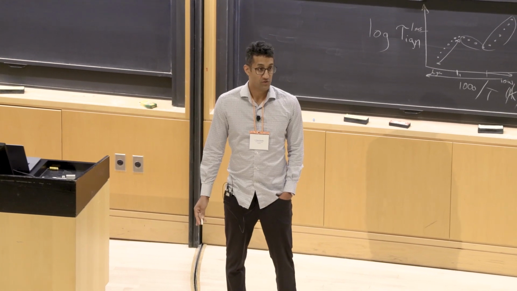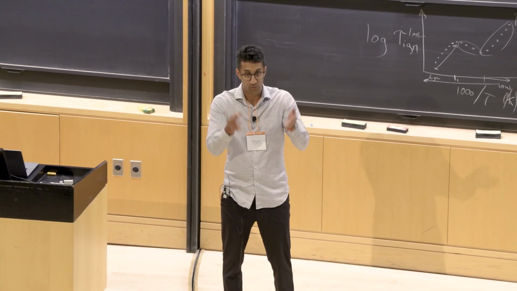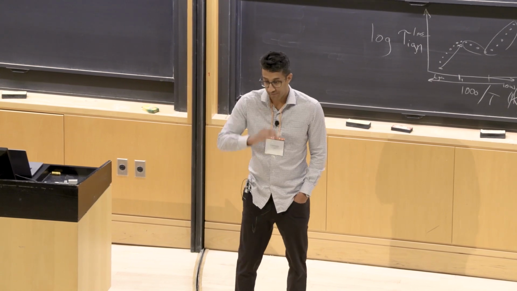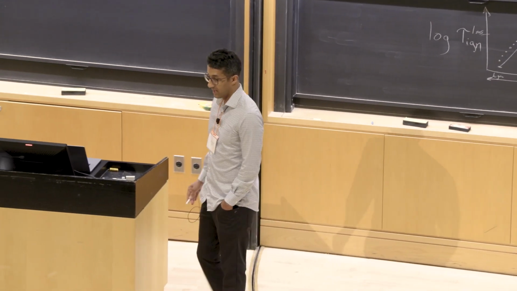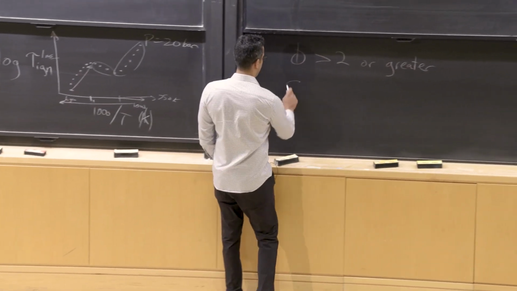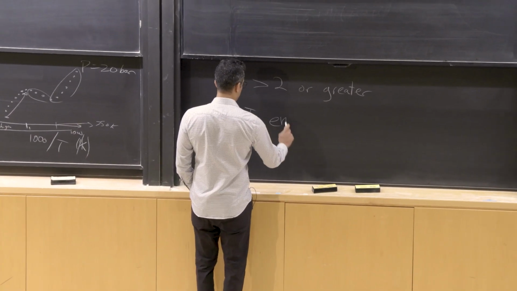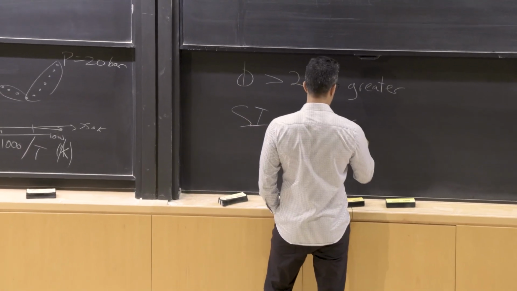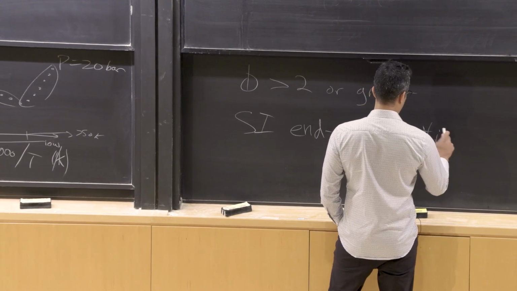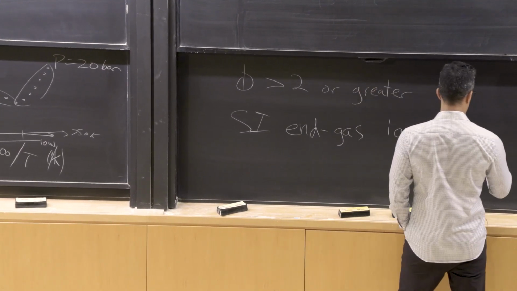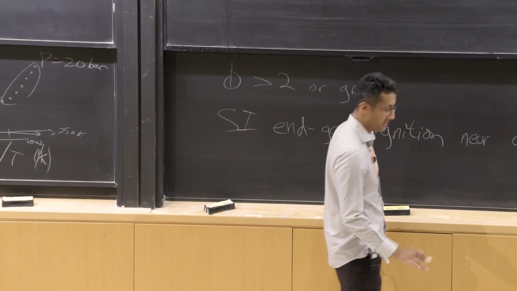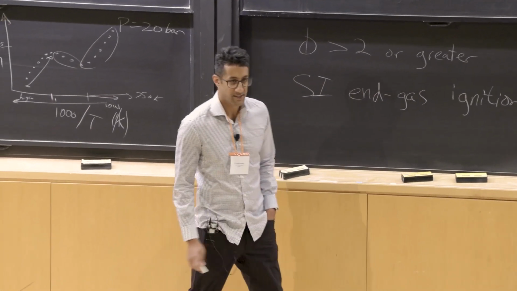So maybe phi of 0.2 to 0.3 global, but of course it's rich in the regions because it's a non-premixed combustion. So the region when the fuel is first injected, they typically say in a diesel engine, so in an SI engine, okay, end-gas ignition, or knock, it happens near phi of 1, okay? Sometimes it's a bit leaner, 0.95 or 1.05 in that region.